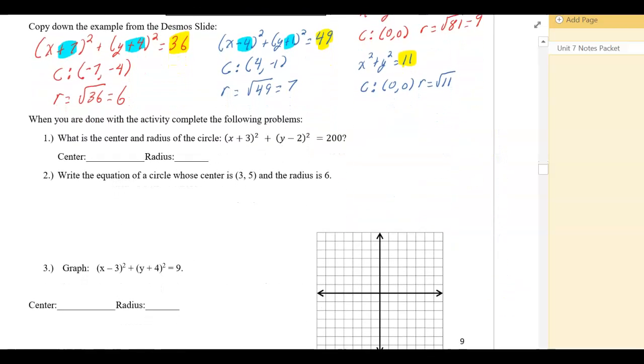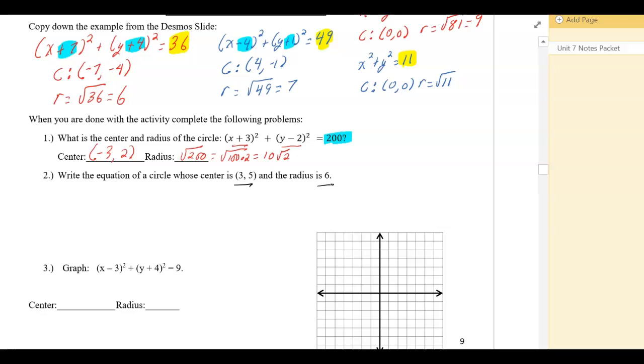What we're going to do is some class examples. If you want to pause the video and try the problems, you can. So in problem number 1, again, to find the center, we're going to take the opposite of those two numbers I underlined in red. So the center is going to be (-3, 2). The radius is going to be the square root of 200, this constant. And if you were to break that down, that's the square root of 100 times 2, which is 10 square root of 2.